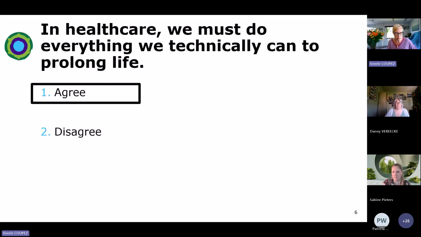Next one is a little bit more difficult, I think. What do you think of this quote? In healthcare, we must do everything we technically can to prolong life. What do you think? I see some ones, but a lot of twos.